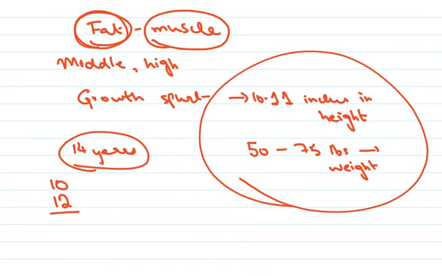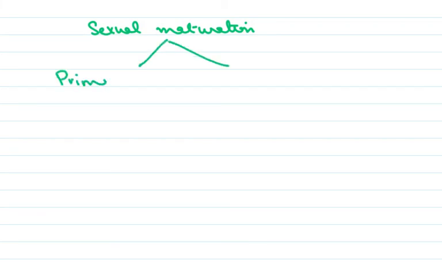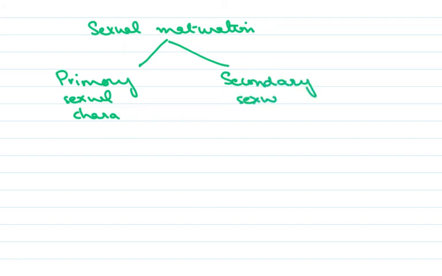Now, what we see is that when we talk about sexual maturation, we can see differences in two different parts of the body. Some of these are called the primary sexual characteristics, and the others are called the secondary sexual characteristics. Now, what are the differences in these?